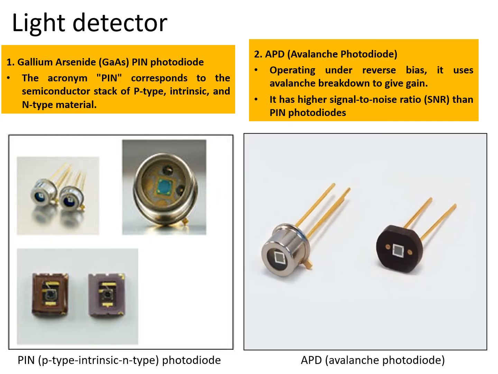Gallium arsenide PIN photodiode and avalanche photodiode are the common types of light detector used in fiber optic systems. The avalanche photodiode has a higher signal to noise ratio as compared to the PIN photodiode. It works under reverse bias and uses avalanche breakdown to give gain.